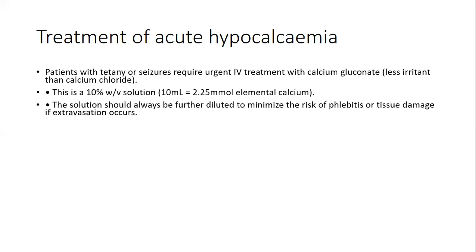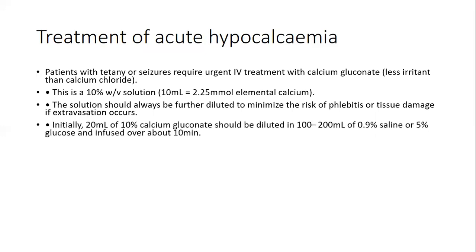And the solution should always be further diluted to minimize the risk of phlebitis or tissue damage in case extravasation occurs. Initially, 20 ml of 10% calcium gluconate should be diluted in 100 to 200 ml of 0.9% saline or 5% glucose and infused over about 10 minutes. Repeat if symptoms are not resolved.